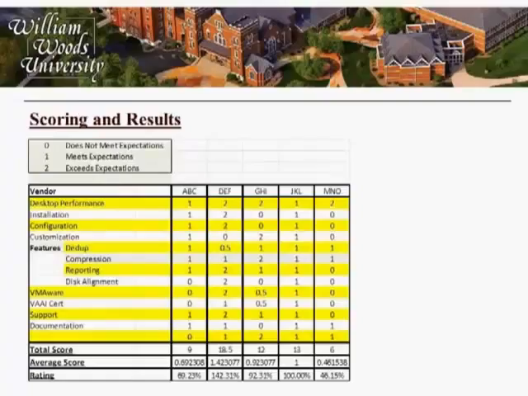So when all was said and done, we scored our results. 0 was they didn't meet the expectations of our criteria, 1, they met the expectation, or 2, they exceeded the expectation. So we had 5 vendors. We scored them and came up with the results of the scores and selected our vendor based on that.